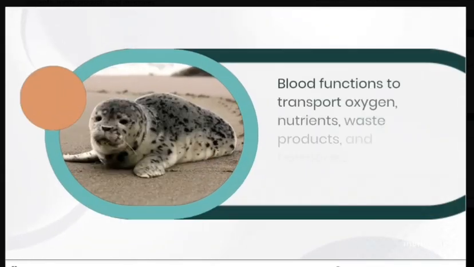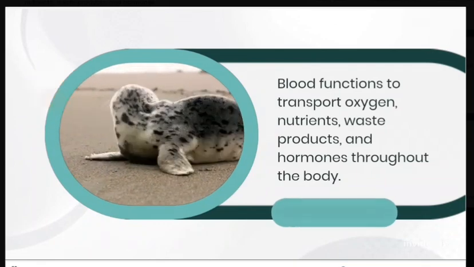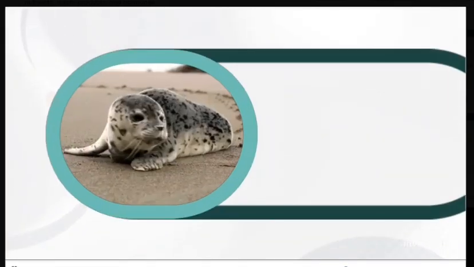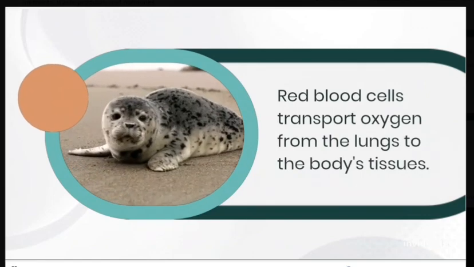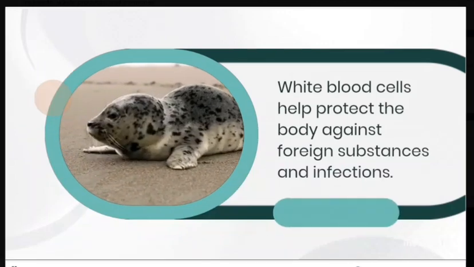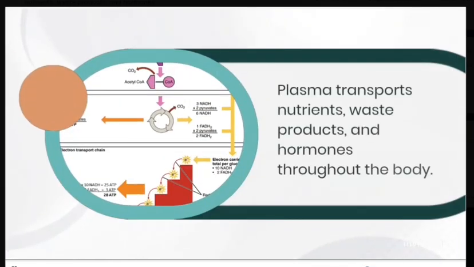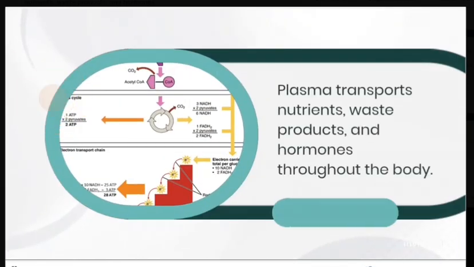Blood functions to transport oxygen, nutrients, waste products, and hormones throughout the body. Red blood cells transport oxygen from the lungs to the body's tissues. White blood cells help protect the body against foreign substances and infections. Platelets help with blood clotting. Plasma transports nutrients, waste products, and hormones throughout the body.